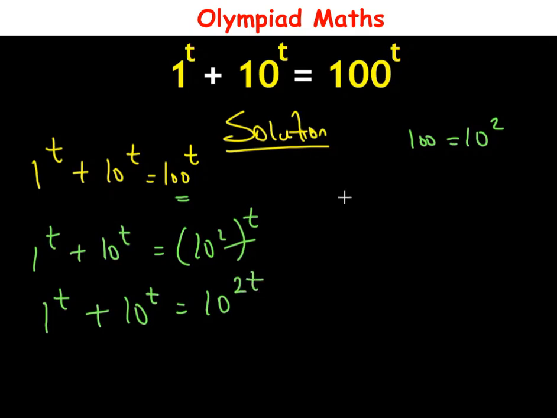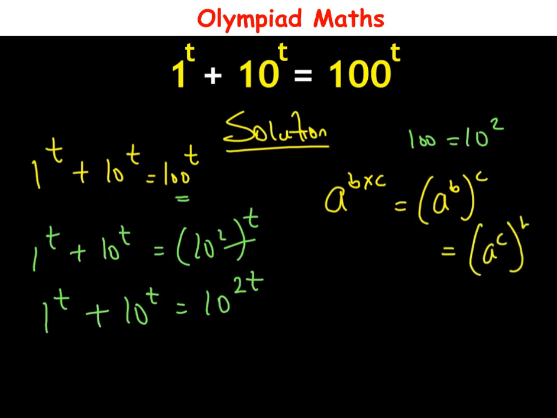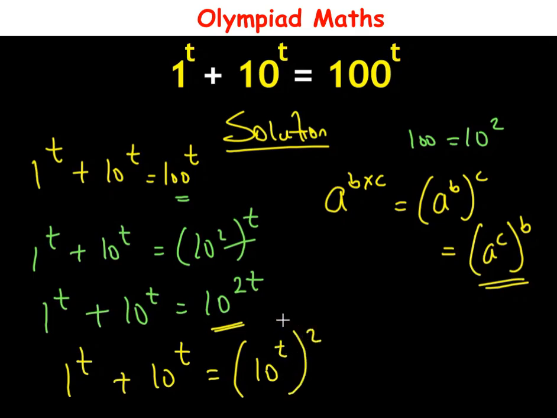So at this junction, applying this rule that if you have a raised to power b times c, this equals, in bracket, a raised to power b all power of c, and this is also equal to, in bracket, a raised to power c all power of b. So applying this right here, this will then become 1 raised to power t plus 10 raised to power t is equal to, in bracket, we have 10, then power of t, power of 2. We have made this to resemble this form.